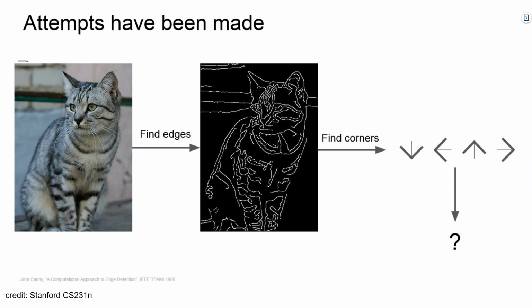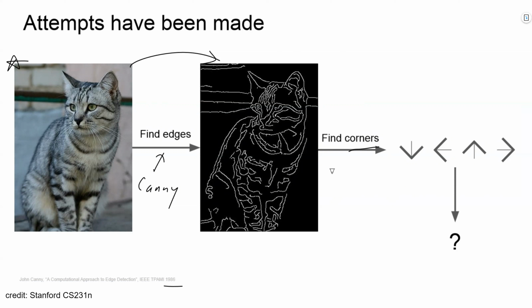From this cat image, you could extract edges like this. And this one is very famous. It is called Canny edges. This paper came out in 1986, and until around 2000, early 2010, it was quite popular. And using these edges, you could find corners.